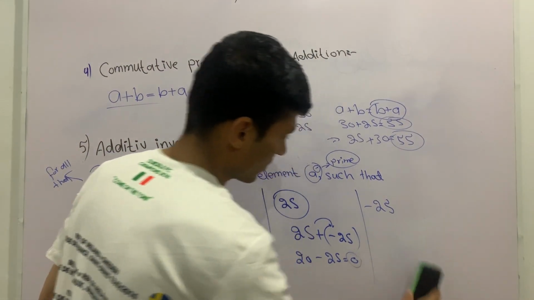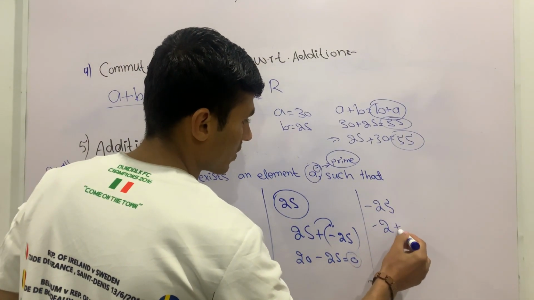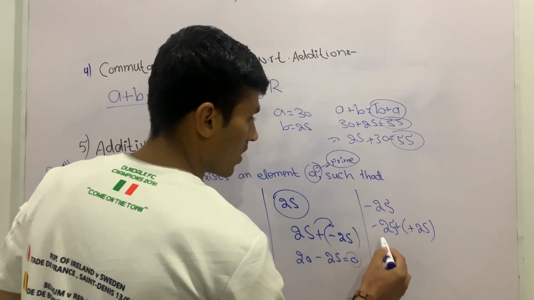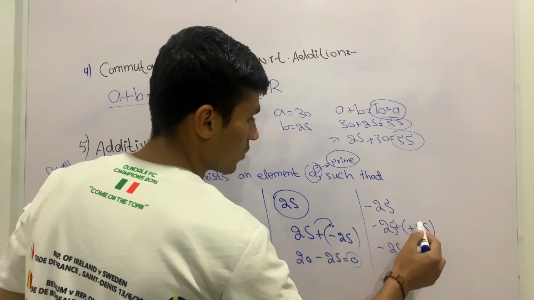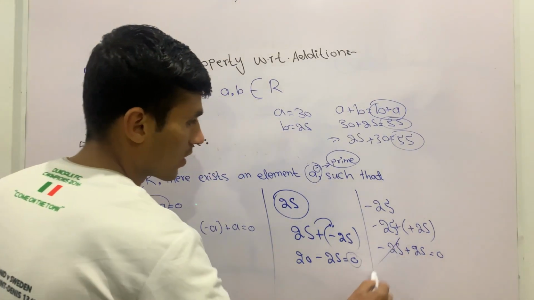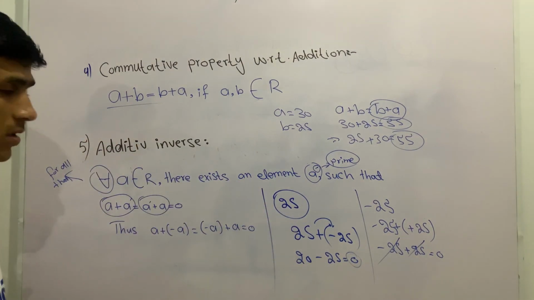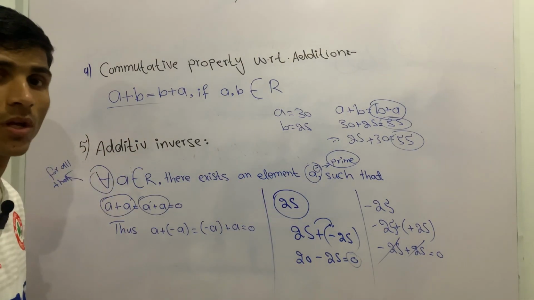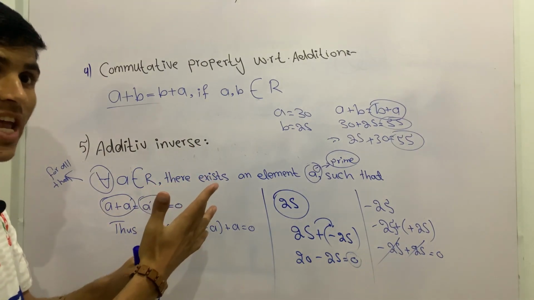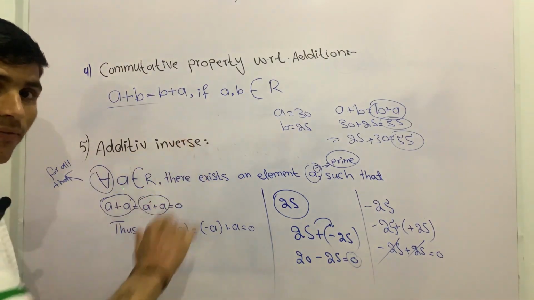Okay. Negative 25 plus positive 25, okay? Negative 25 plus positive 25 equals 0. They cancel each other out. This is called the additive inverse. This is also a property of real numbers with respect to addition: A plus A prime equals A prime plus A equals 0. This is called the additive inverse.